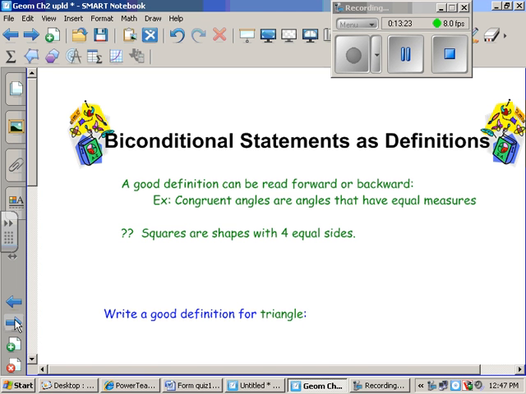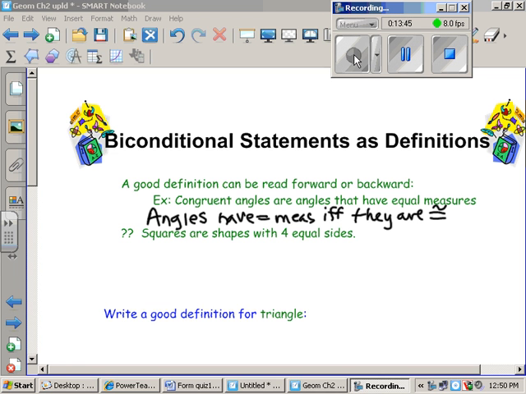So let's practice. I have: congruent angles are angles that have equal measures. How could I write that as a biconditional statement? Congruent angles are angles that have equal measures. Think about that for 1 second. Maybe even, why don't you jot it down? All right, who's got this one? Did you say you had it? Mike? Oh, you didn't. Oh, shoot, you did last one. Right, okay.